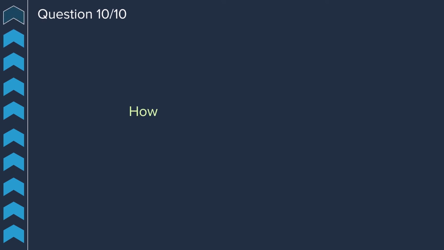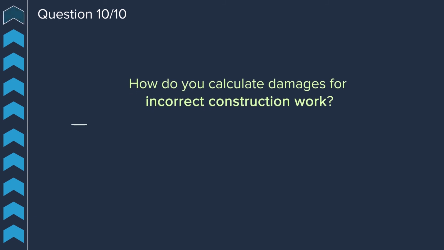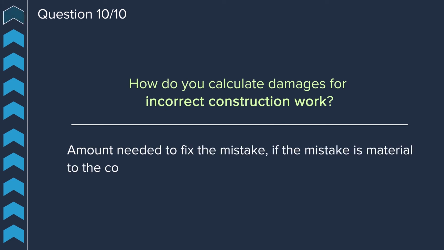Question 10. How do you calculate damages for incorrect construction work? If the mistake is material to the contract, meaning it requires fixing, then you use the amount needed to fix the mistake to calculate damages.